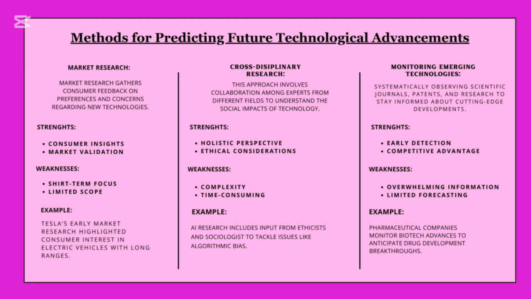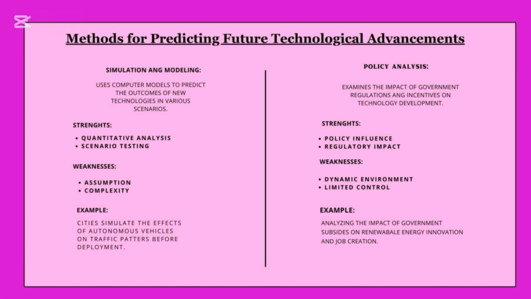Example: pharmaceutical companies actively monitor advancements in biotechnology to anticipate breakthroughs in drug development. By staying informed about new research and innovation, they can position themselves to capitalize on emerging treatments and therapies. Methods for predicting future technological advancements. Simulation and modeling uses computer models to predict the outcomes of new technologies in various scenarios.